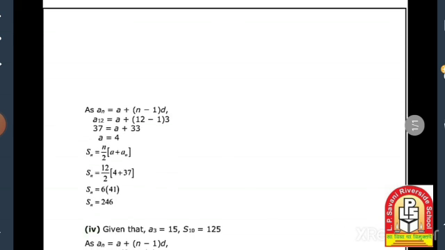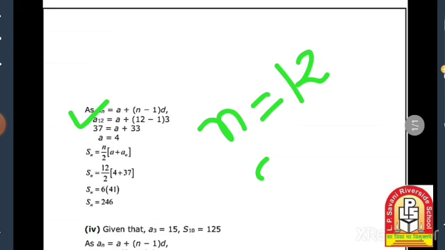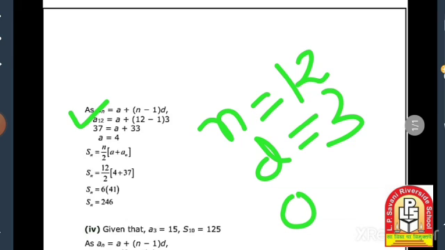Let's put the values of a and d into an. So an is equal to a plus (n minus 1) into d. So a12 is equal to a plus (12 minus 1) into d. Here I take n is equal to 12 and d is equal to 3 because that is given in the question. We have to find a from the equation.